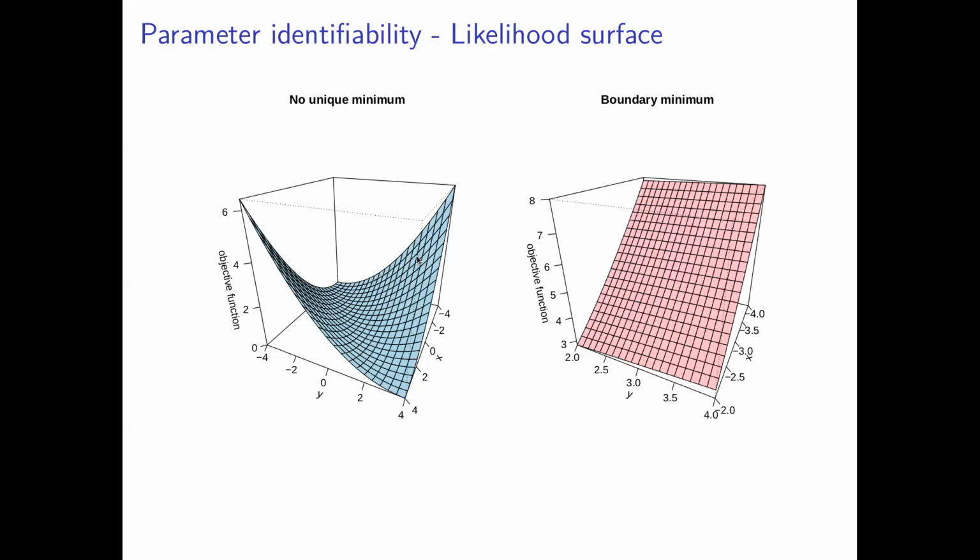This is just a section cut out of this surface to illustrate what happens if the minimum of your likelihood surface actually occurs at the boundaries of the parameters. So, for example, for a capture probability, the lowest value it can take is 0, and so your likelihood surface might approach a minimum at that boundary at 0.